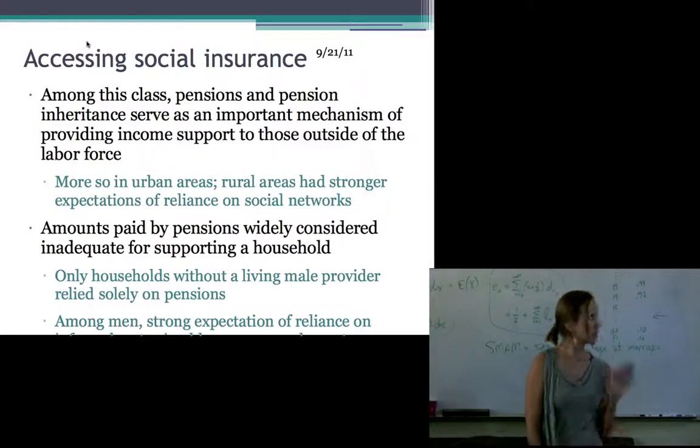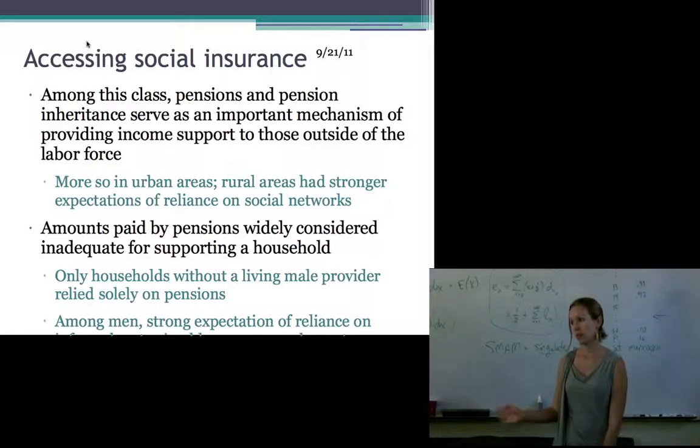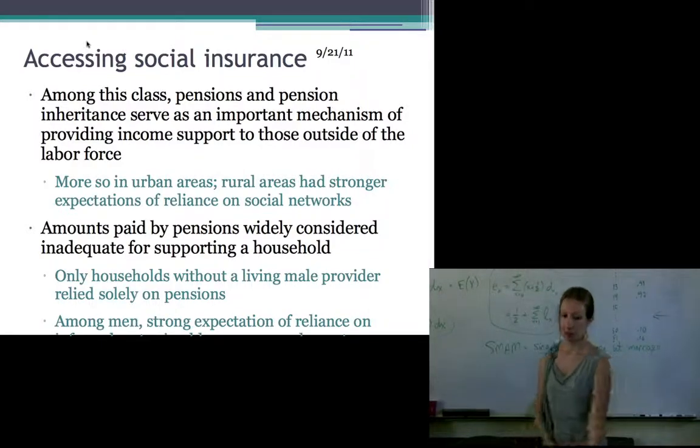So, in terms of access, I'm going to go through this last bit quickly. Again, pensions and pension inheritance serve as a very important mechanism for providing income support to those who are outside the labor force. For people who are unemployed, there's basically no income support. You have to rely on your family. This is largely for widows and other women who don't have a male provider. The amounts paid by the pensions are widely considered inaccurate or inadequate, and everybody is still working in the informal sector.